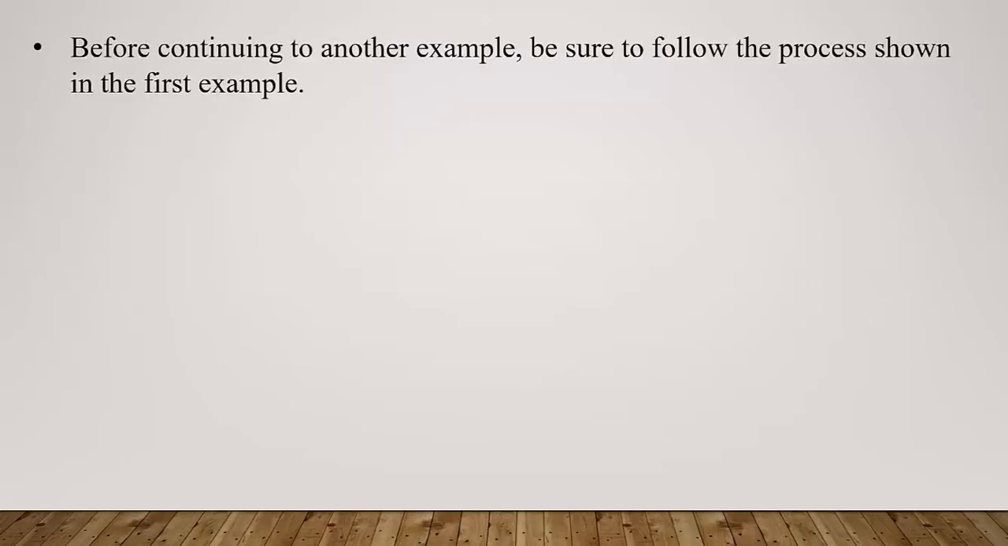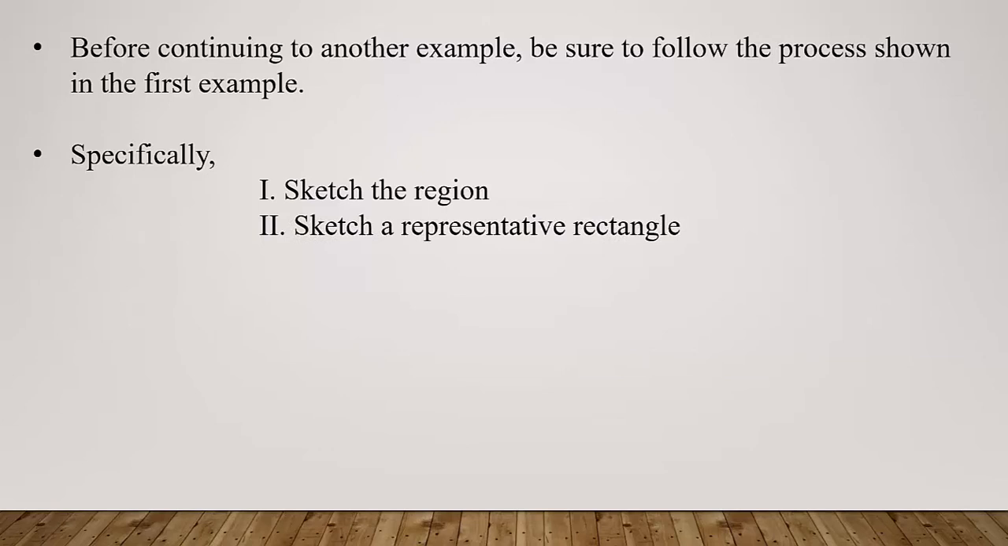All right, that example wasn't too bad, and hopefully you were able to get number 19 that I asked you to do. Some things to keep in mind. You have to sketch the region. You have to use a representative rectangle. And just to summarize this stuff before we continue to another example, let's look at the process that I highlighted in the first example. Specifically, I said the first thing we should do is sketch the region. Then put in a representative rectangle.